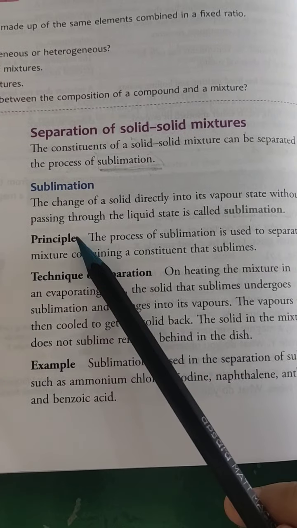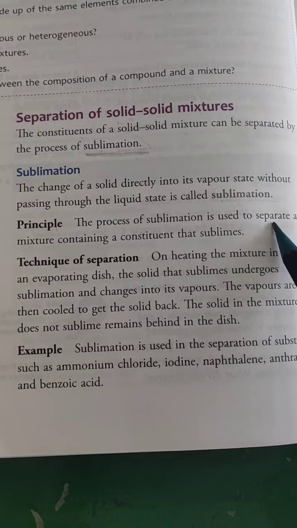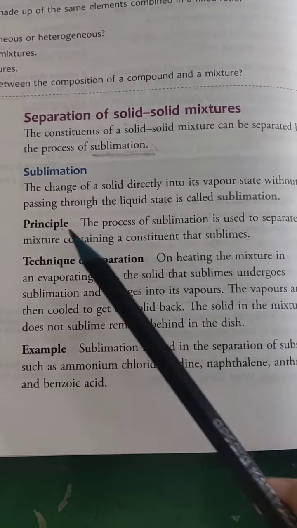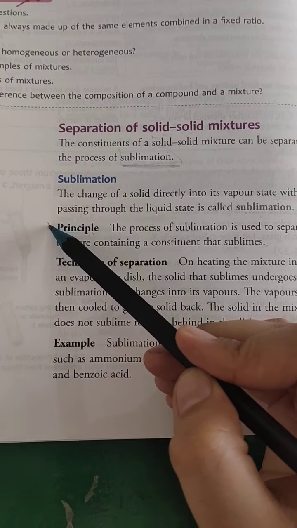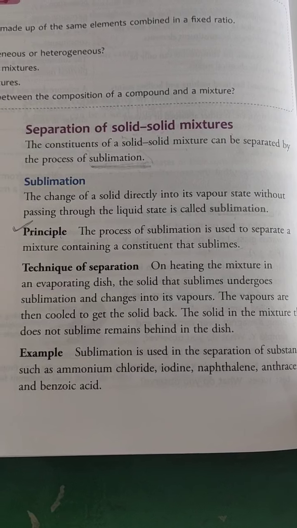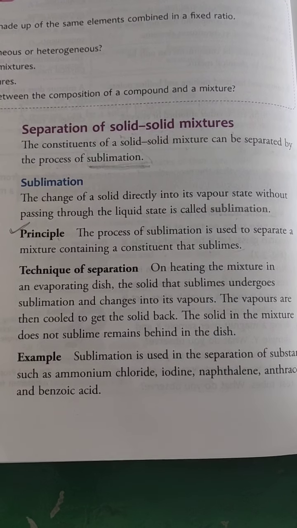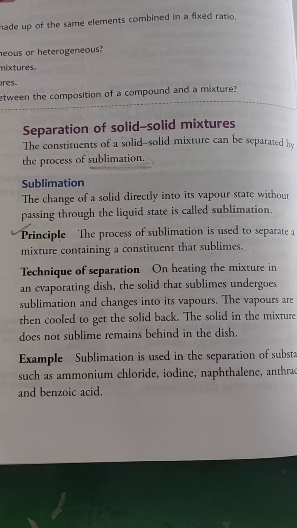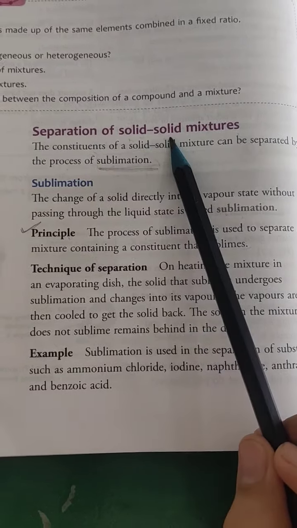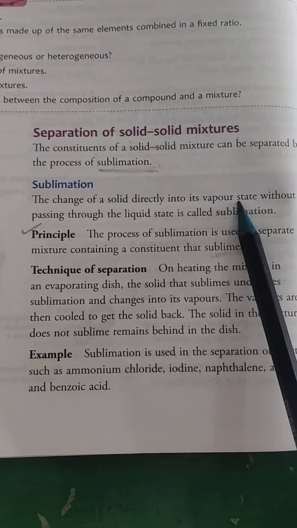The principle of this process is that sublimation is used to separate a mixture containing a constituent that sublimes. This is the basic principle behind the sublimation process. Whenever sublimation is required to occur, there should be one of the solids in the mixture which can be sublimed, which can be changed into its vapor state.